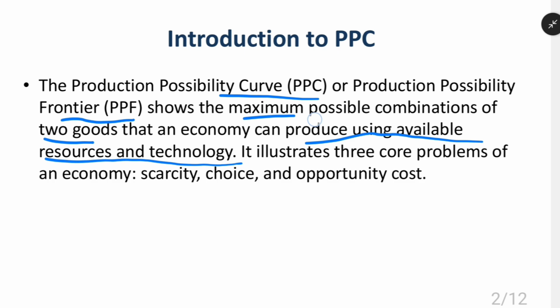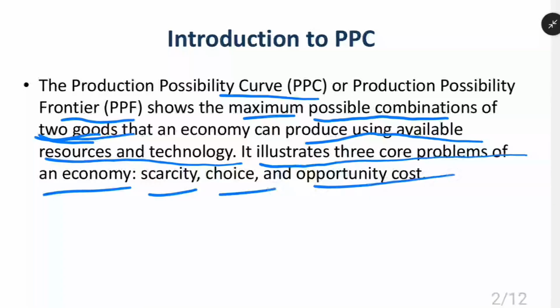So let's assume that in a time or an era, there are some fixed technology and fixed resources available. So what does PPC show us? It shows the maximum possible combinations of two goods, only two goods, that an economy can produce using those present resources and technology. So any improvement or advancement of technology should not be counted. It also illustrates three core problems of an economy: scarcity, choice, and opportunity cost.